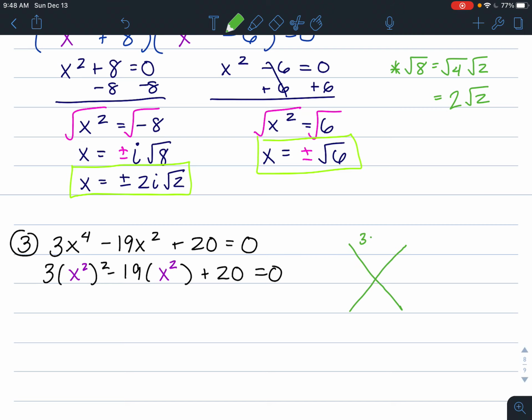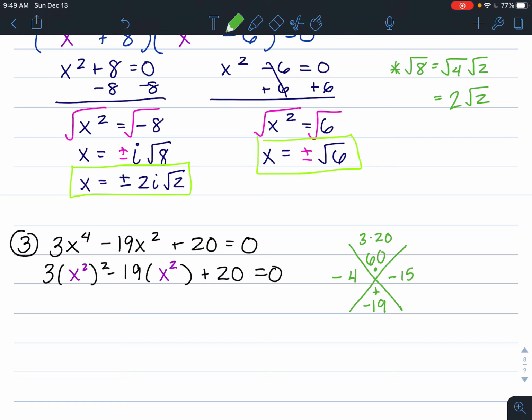So now I do have an a value here, so 3 times 20 is going to give me 60. I need to multiply up to 60, but add to my middle value of negative 19. So since I'm multiplying to a positive, but adding to a negative, that means both my numbers are negative. And then the 2 values for me that are going to do that are negative 4 and negative 15.